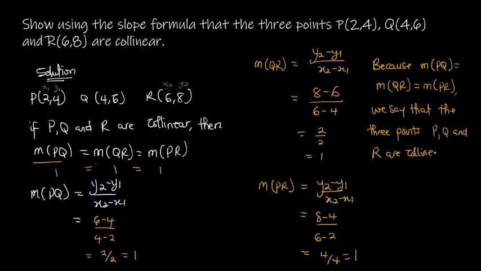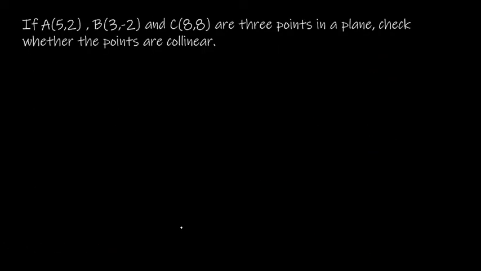So you can end your question by writing this statement to show that yes, because this is 1, and this is also 1, the 3 points are collinear. Alright, so let's go ahead and have a look at another example.